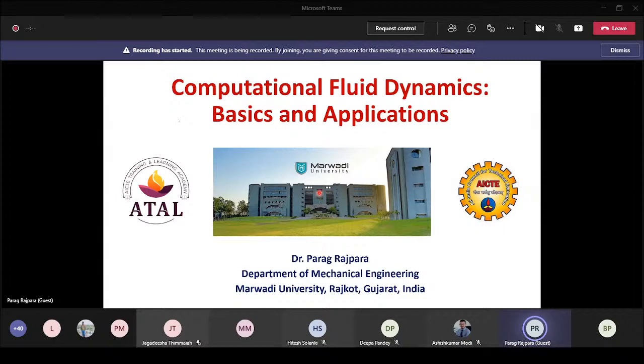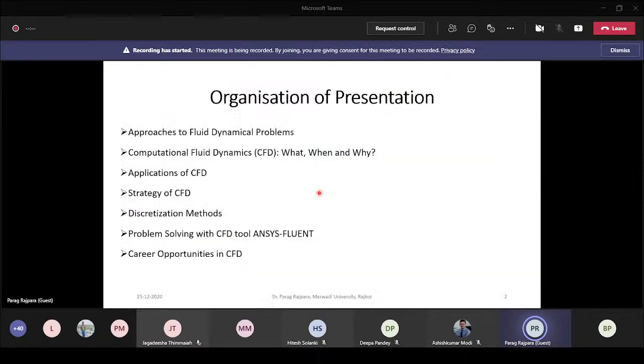So that is the third question: why CFD? What are the alternative approaches? What are the other approaches to solve the transport phenomena? Fine. So here is the outline of the presentation. We will start from the basics. We will try to understand what fluid dynamics is, and what the approaches are to solve fluid dynamical problems.